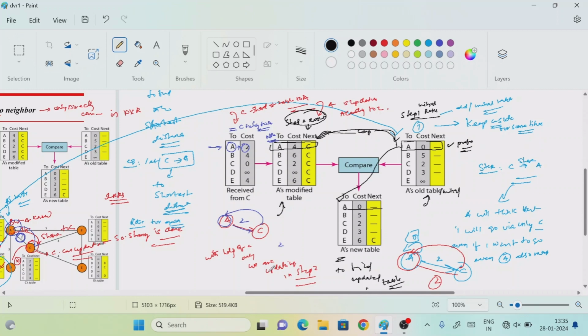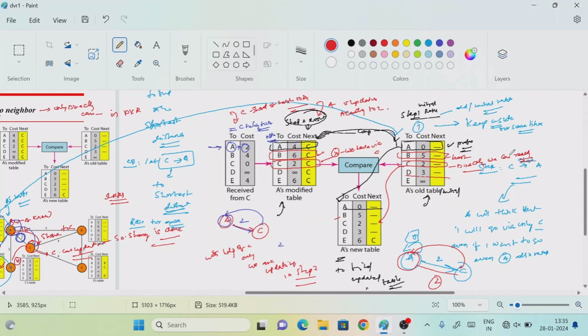Now see that in the second step C is telling that if you want to go to B, my distance is 6. But in A's already initial table, if I want to go to B, the distance is 5 and directly connected. So which one is preferred? The old table is preferred. So B 5 dash, it will update it. Why? The distance is the same, but here we need to go via C in case of the modified table. But if you observe here, in the old table or initial table it is directly connected, so we are going to prefer the directly connected instead of going via C. That's why it is updated.